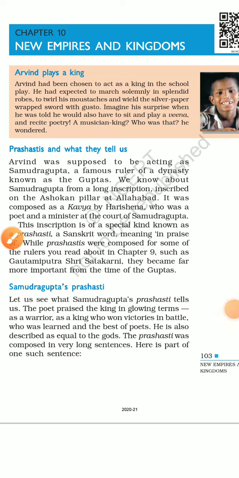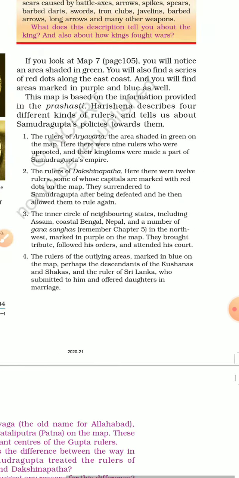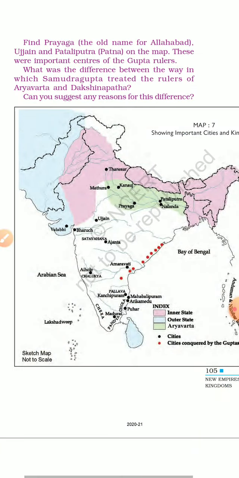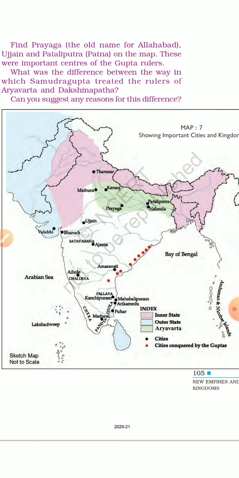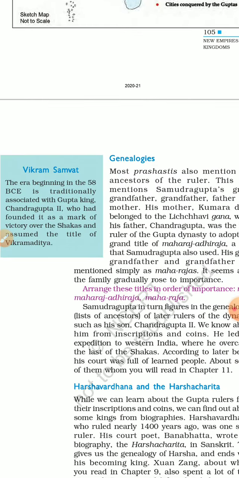Hello students, in this video we continue with our chapter 10 of history, new empires and kingdoms. In the previous video we talked about prashastis, how these prashastis were written in the form of inscriptions, and there's a very famous prashasti of the king Samudragupta belonging to the Gupta dynasty, written by Harisena. Apart from that, we also saw how the Guptas became important rulers. Let us now continue with the chapter.